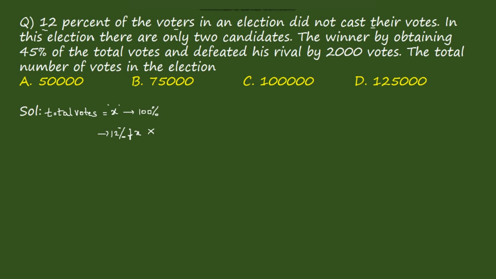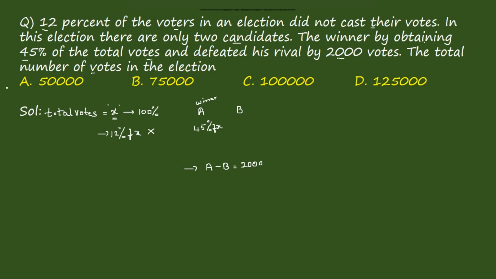Again, they are saying in this election there are only two candidates. So if you consider two candidates A and B, there are two candidates. Again, they are saying the winner obtains 45% of total votes. So if you consider A as the winner, he would be getting 45 percent of X, and if the defeat is revealed by 2000, the votes obtained by A minus B is equal to 2000. Now we have to find the value of X.